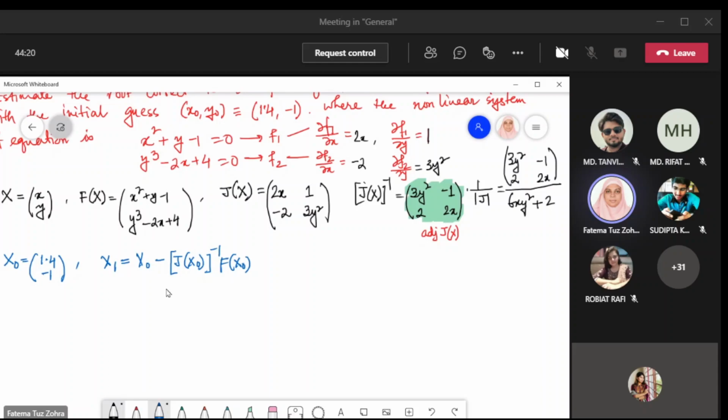So replace those values. x naught is 1.4 and minus 1. Then this is the J inverse, so that should be replaced with the values of J(x naught) inverse. So what do I get? 1.430.